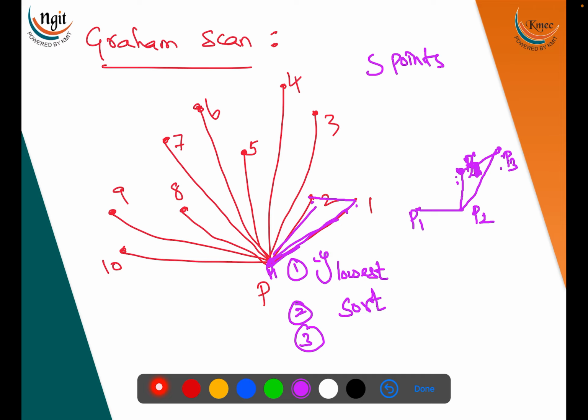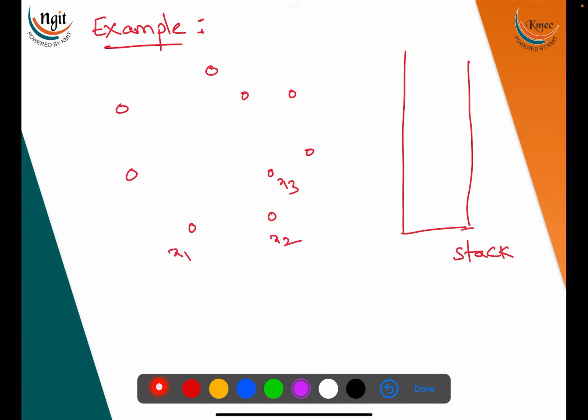Starting from P, we consider 3 successive points P1, P2, P3 at a time. To begin with, P1 is equal to P. If these points form a left turn, we move to the next point. If not, we delete P2 and move to the next point. We continue this process until we finish all the extreme points and come back to P again. We'll take an example and find the solution using the Graham scan algorithm.